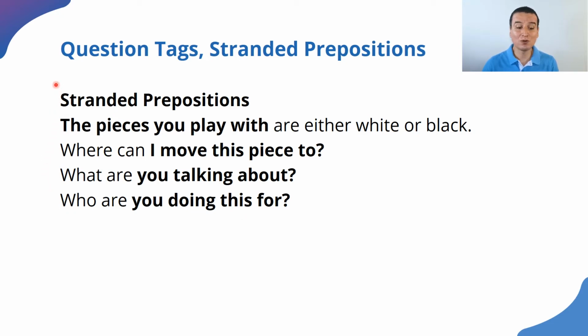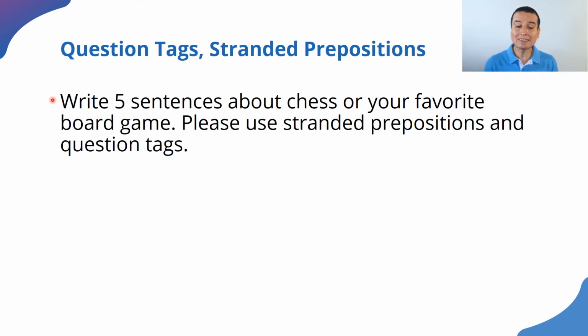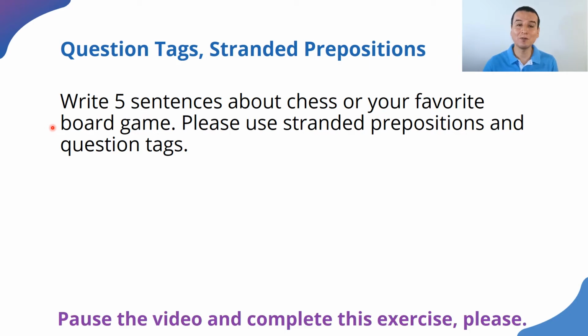So, having said that, I have a short practice activity for you. It says, write 5 sentences about chess or your favorite board game, and you are going to use stranded prepositions and question tags. Are you ready for that? Just any 5 sentences about a game that you like. If you want to do it about chess, that would be great. Any board game that you want to use will be fine. So, pause the video, complete the activity, and I'll see you in a moment.